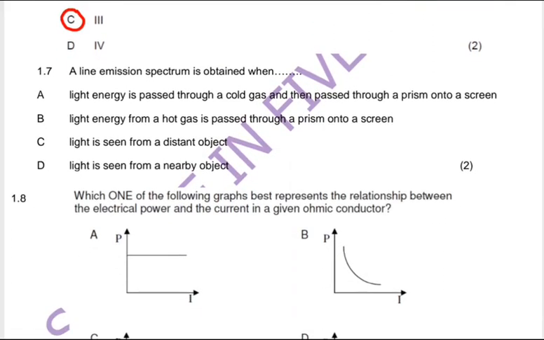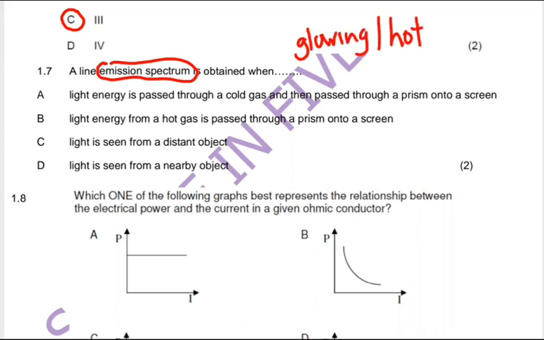1.7 says a line emission spectrum. So the keyword is emission spectrum. Emission spectrums are normally for when objects are glowing and they're already hot. So they glow because they are emitting colors. For example, if you heat a metal, it can turn red hot.